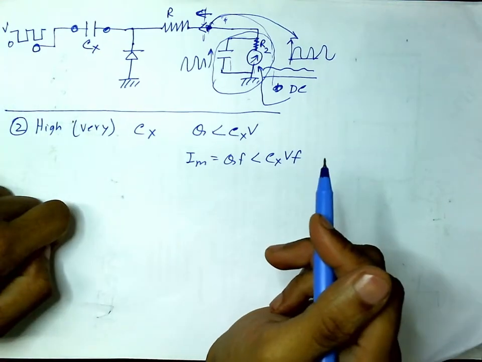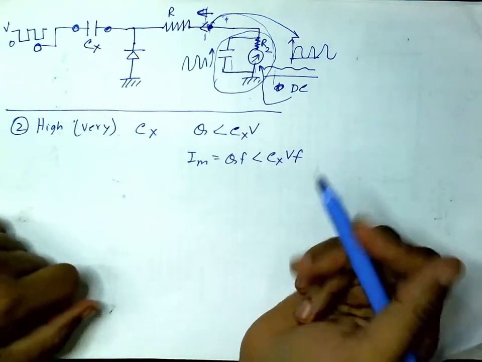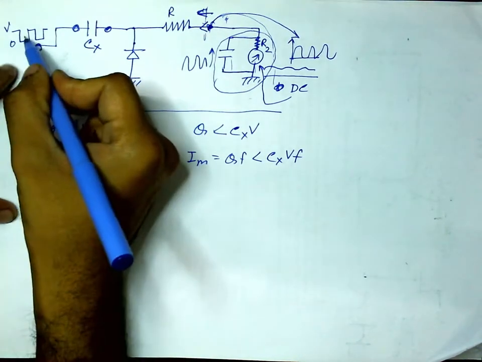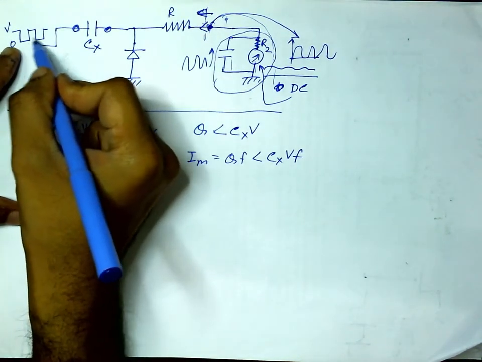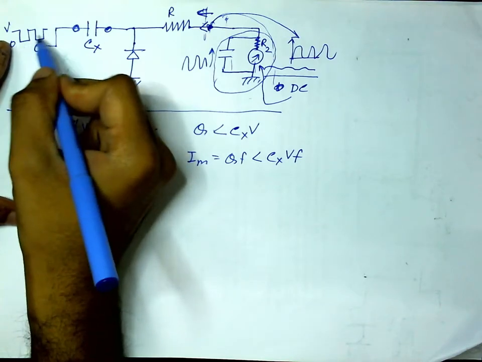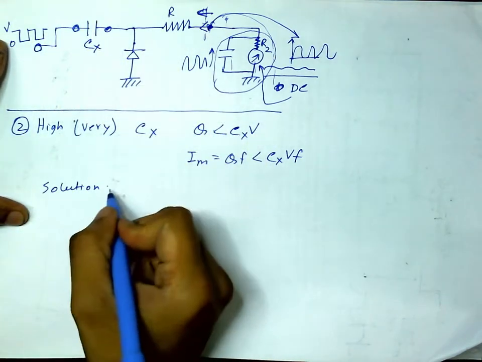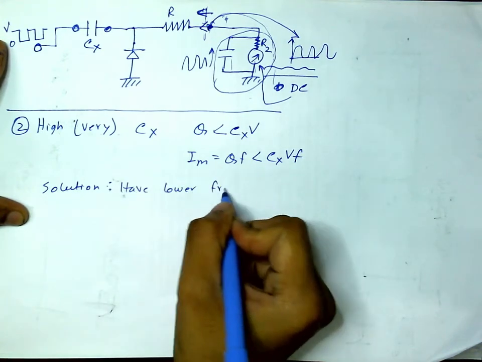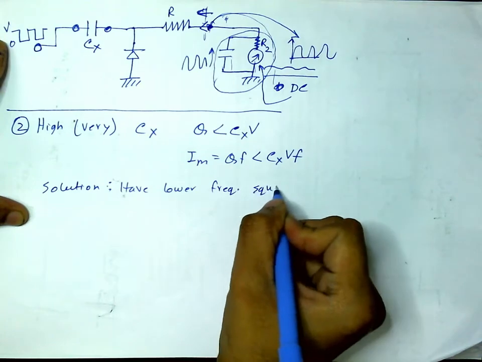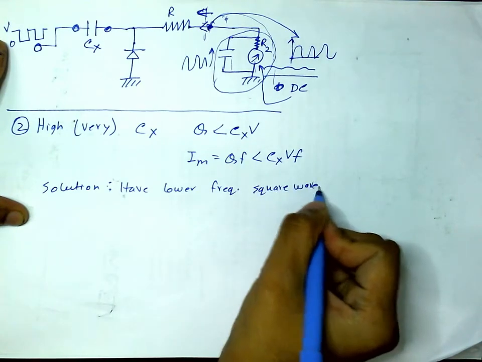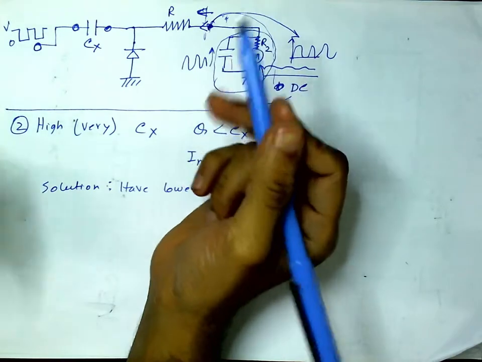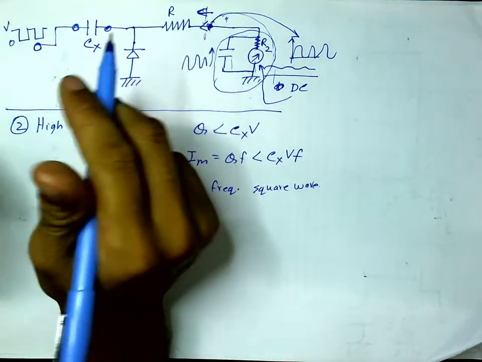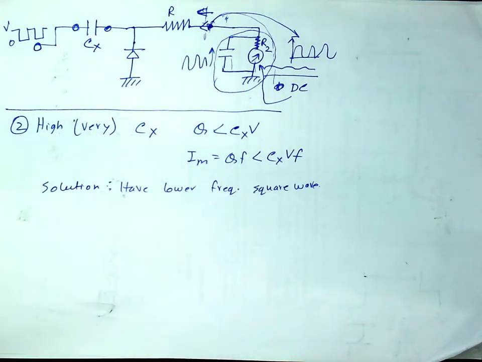Another point you may observe, but you can also have a solution: you may increase the time period of this square wave, that is, use a lower frequency square wave. Then the capacitor gets more time and the linear behavior will be restored. So that's another point you may consider thinking about.